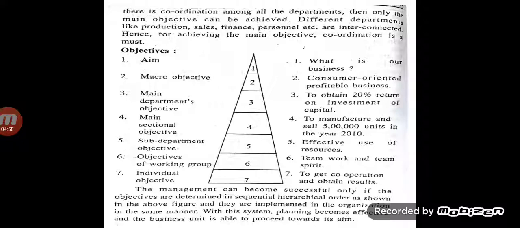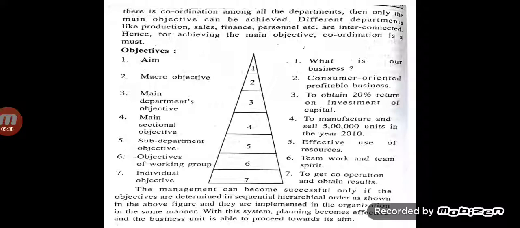The third layer of objectives is the main department's objective. There are many departments in the organization, but which department covers which area, which goal, etc. is covered under questions like: to obtain a 20% return on an investment of capital in a particular area. So we can get the answers from the main department's objective. The fourth one is the main sectional objective. Which types of answers must we get from the organization? An example is: to manufacture and sell 5 lakh units in the year 2010.